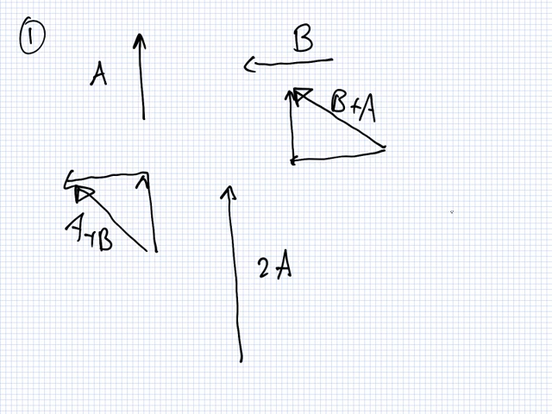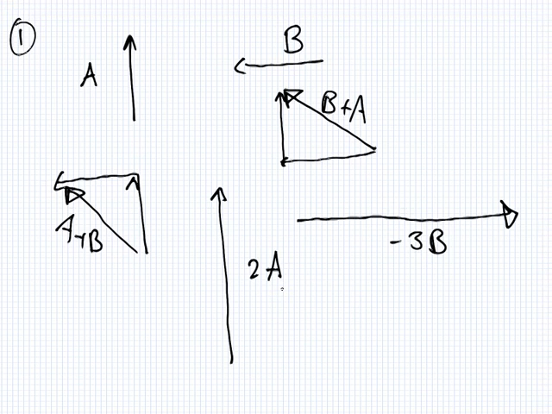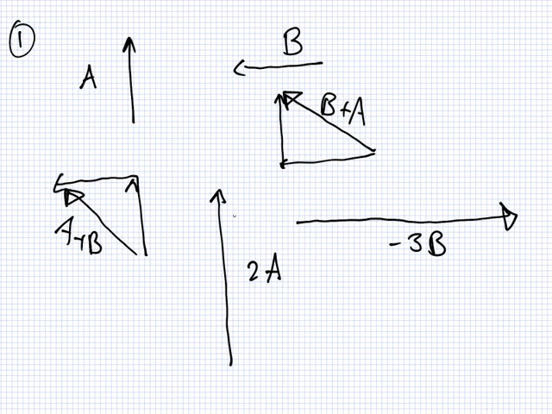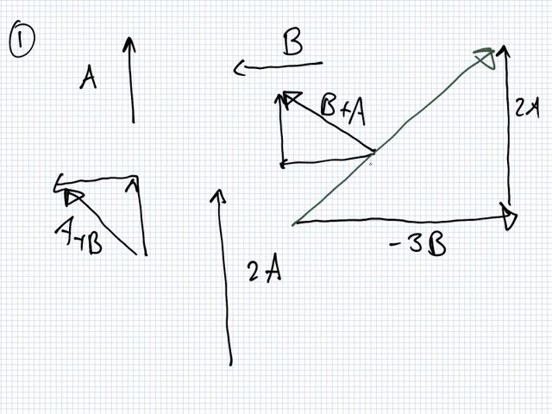Next one? Minus 3B. Minus 3B is 3 times bigger to the east now. You flip it around and make it 3 times bigger. And then finally, 2A minus 3B. Yeah, it makes sense. So let me put the 2A on here, and there you go. This one here will be 2A minus 3B.